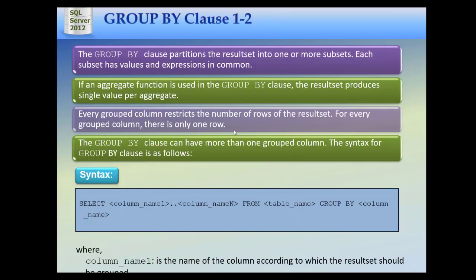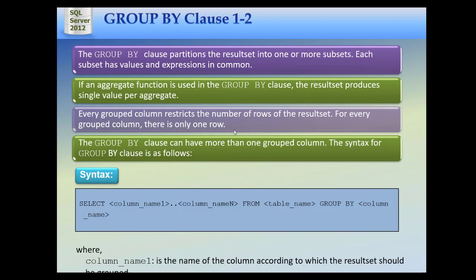The group by clause. Now, this clause partitions the result set into one or more subsets, and each subset has values and expressions in the column. Now, what we're saying here is, I would like to find out the students who are maybe enrolled in art. We want to find out those who are pursuing computer science. We want to find out those who are pursuing education. That is, now we can group them by courses. That is what we are calling this partition.